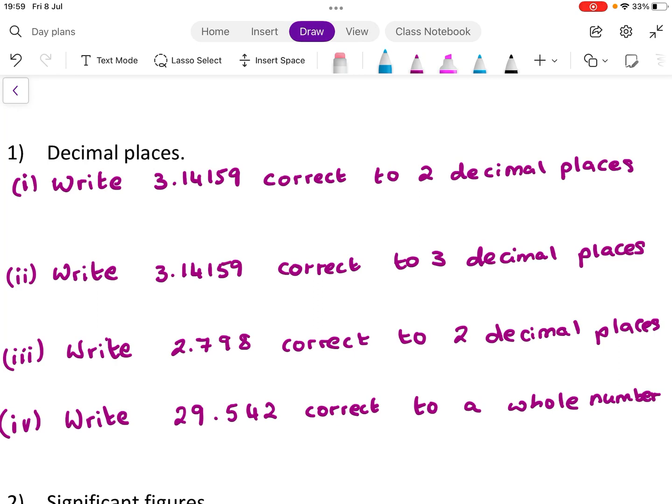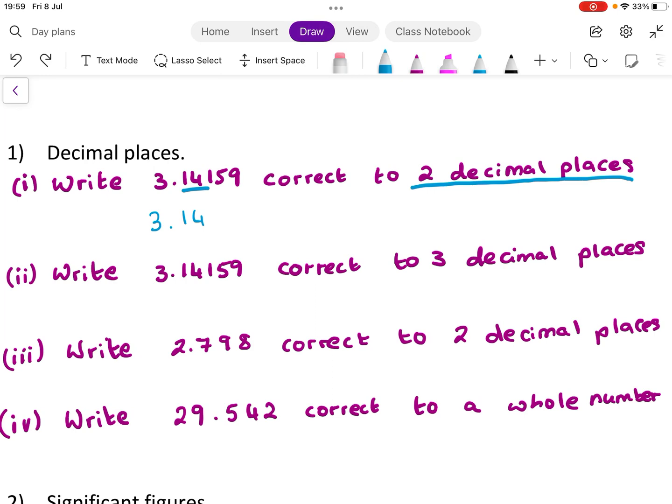In the first question, it says write 3.14159 corrected to 2 decimal places. So that means 2 decimal places means that we want 2 numbers after the decimal. So the number that I'm going to end up keeping are these 2 numbers after the decimal. So my answer to that question would be 3.14, and everything else turns into a 0, but we don't need to write it once it's after the decimal. We leave our answer written like that.